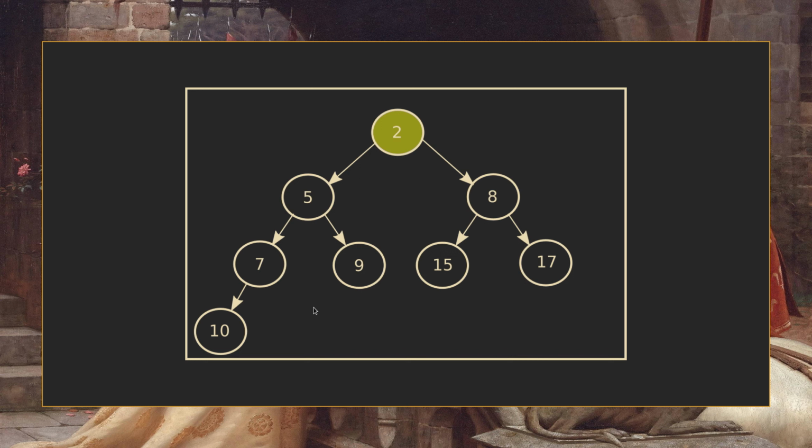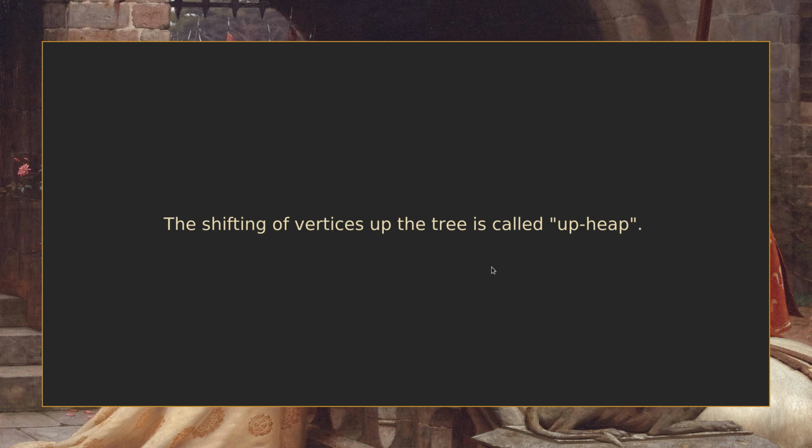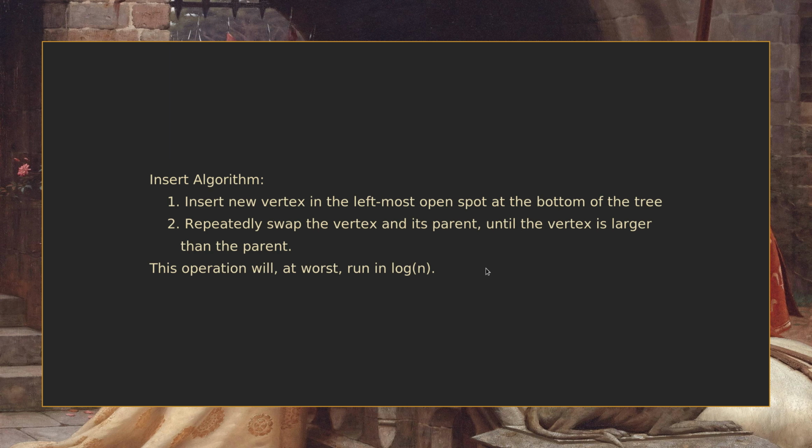And this is our insert procedure. We're going to take the node and stick it in the spot where we're allowed to stick it per the complete binary tree property. And then we simply move it up the tree until the heap property is satisfied. Just like that. This process of shifting vertices up the tree is what's called upheap, because we're moving it up the heap.